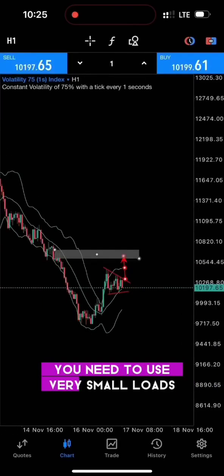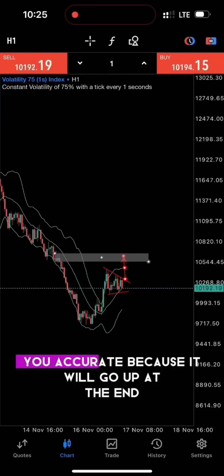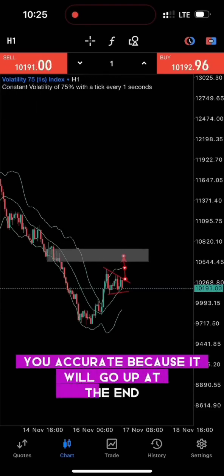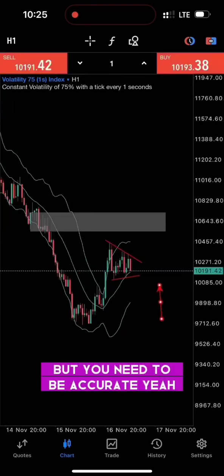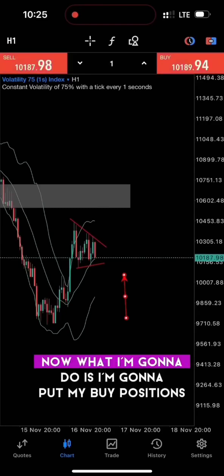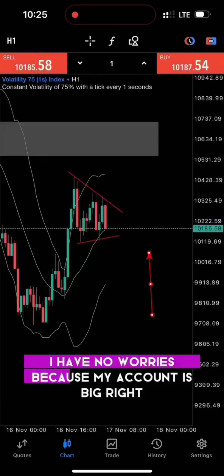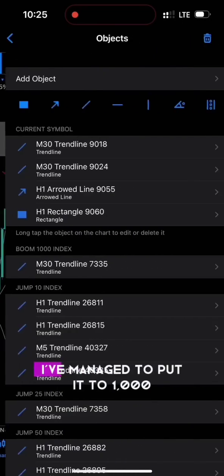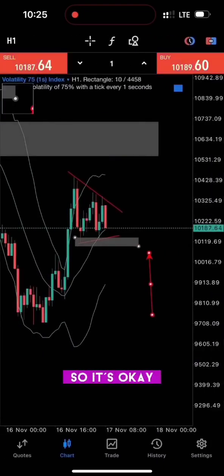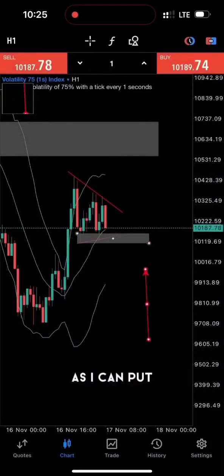You need to use very small lots when you see such a trade like this. Yes, you'll be accurate because it will go up at the end, but you need to be accurate here. So here now, what I'm gonna do is I'm gonna put my buy positions. I have no worries because my account is big, right? I've managed to put it to 1,000, so it's okay. I can put as many positions as I can.